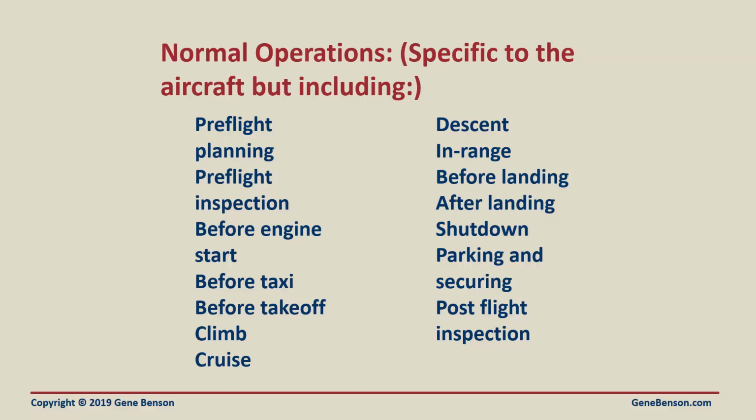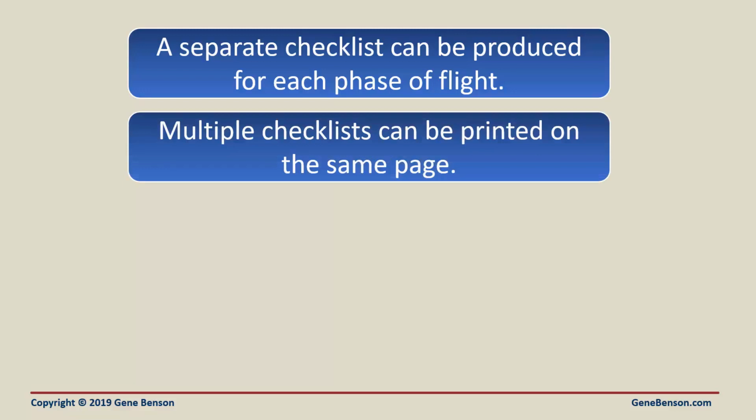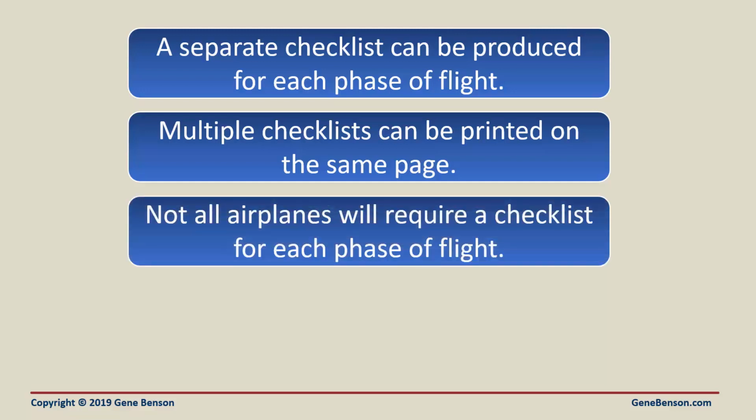Here is a list of what I call normal operations. A separate checklist can be produced for each of these phases. Now, the checklist might be only 1 or 2 items in some cases, and multiple checklists might be printed on the same page. For example, in a simple single-engine airplane such as a Cessna 172 with a normally aspirated carbureted engine and a fixed-pitch propeller, the climb checklist might be as simple as stating the desired climb speed, verifying full power, verifying flaps retracted, and setting the trim for climb. If you're flying a Cub or something similar, you might only have to verify full power and set the trim. Or you might skip the climb checklist altogether.